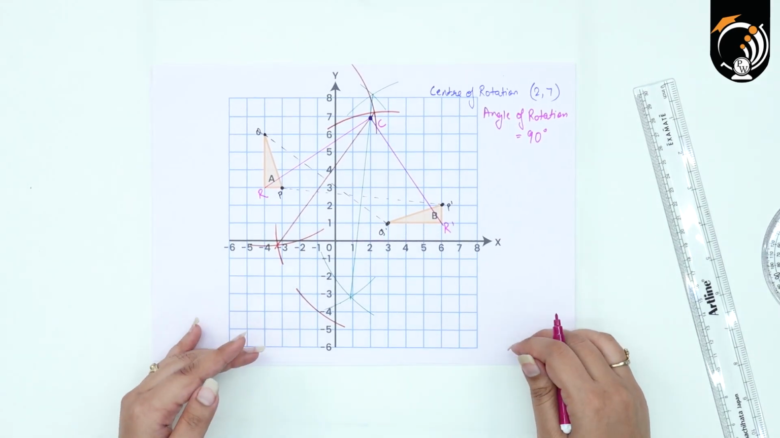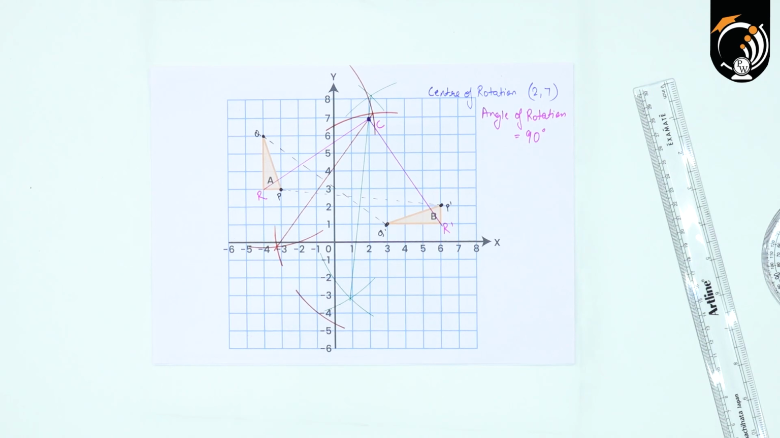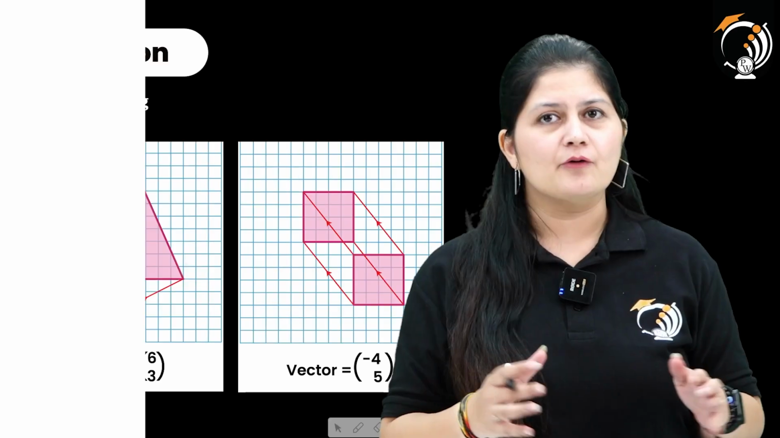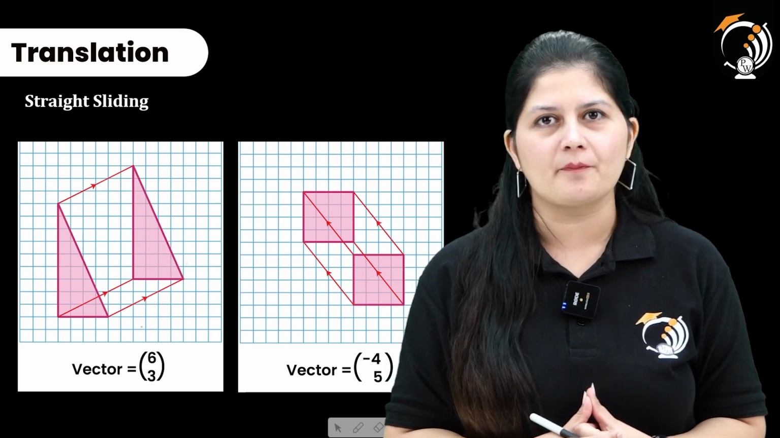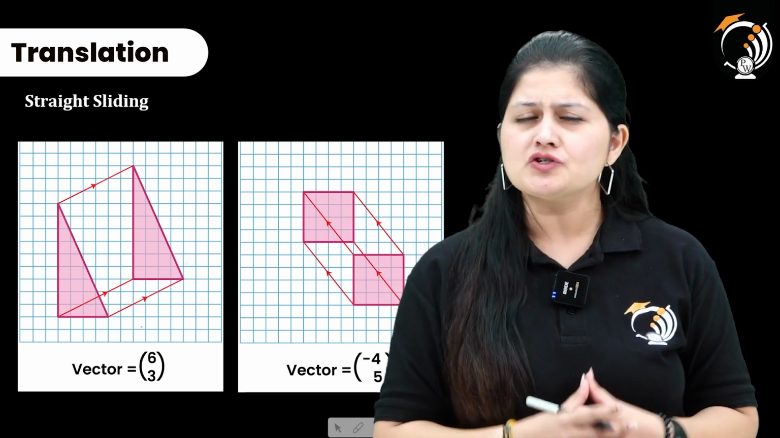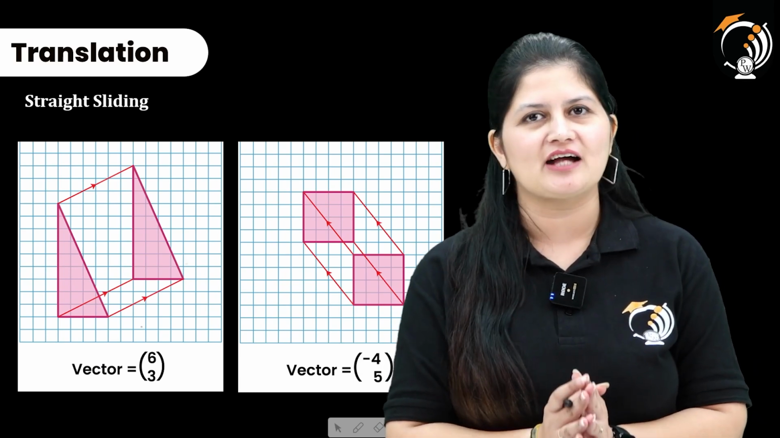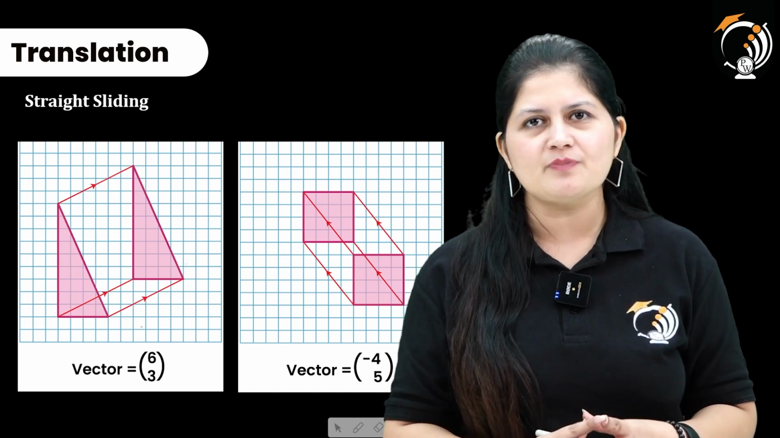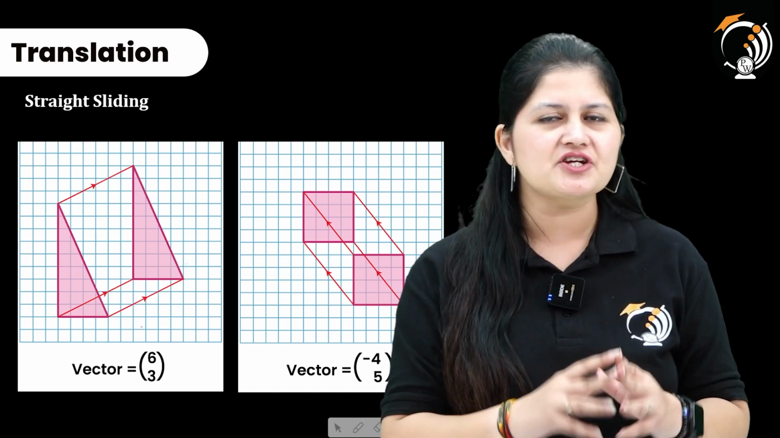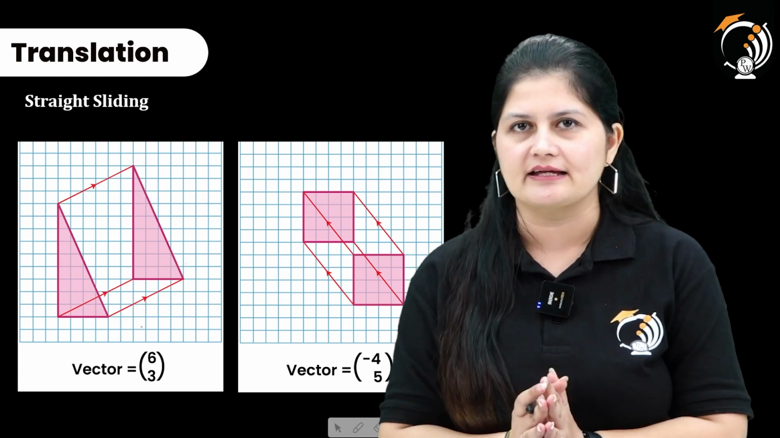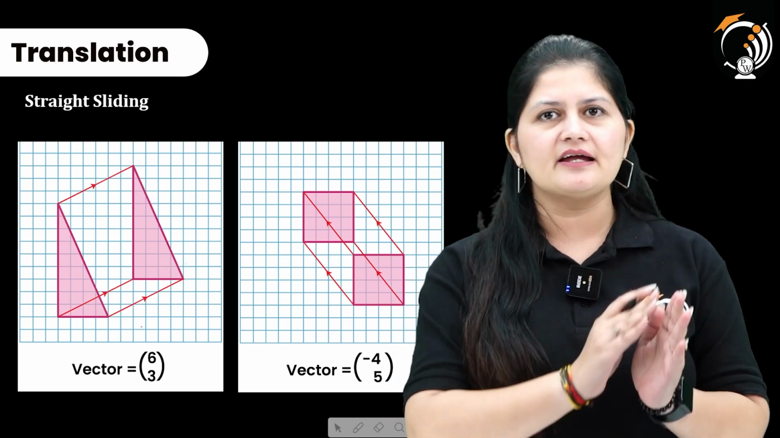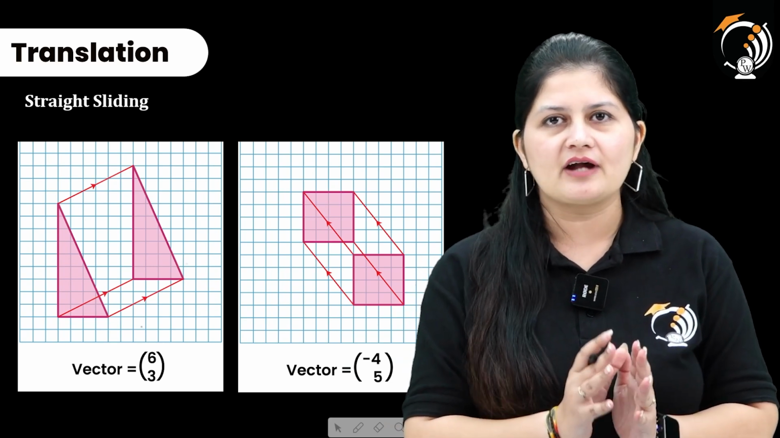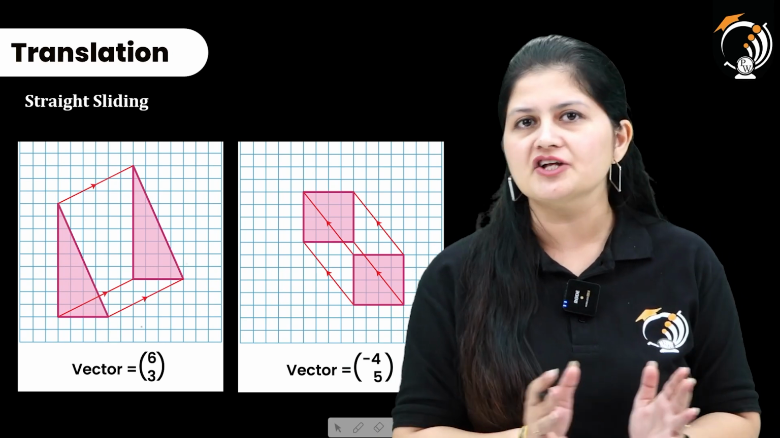I hope we have understood how to find the center of rotation and angle of rotation in any question. Now let's head towards the next topic, which is translation. Whenever the word translation comes, it is going to be quite an easy thing for you, where we will just be focusing on the fact that translation is nothing but straight sliding. That clearly means there isn't going to be any change in the shape of the object, and there isn't going to be any enlargement happening.